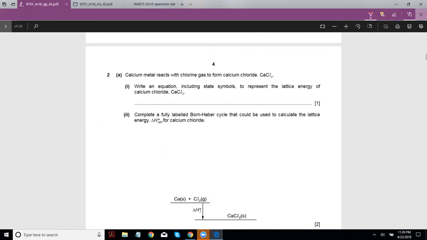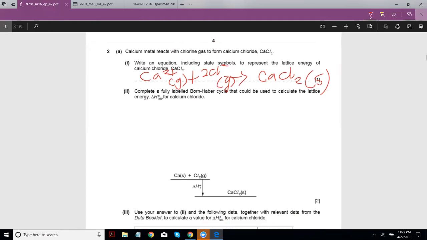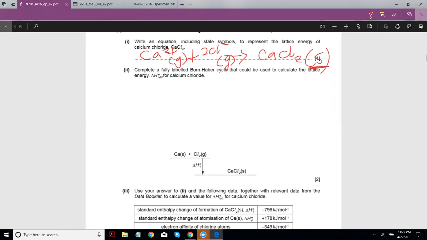Calcium metal reacts with chlorine gas to form calcium chloride. Write an equation including state symbols to represent the lattice energy of calcium chloride. Lattice energy starts from gaseous ions and forms a solid. So it's Ca2+ gas plus 2Cl- gas, and the final product is a solid ionic compound.